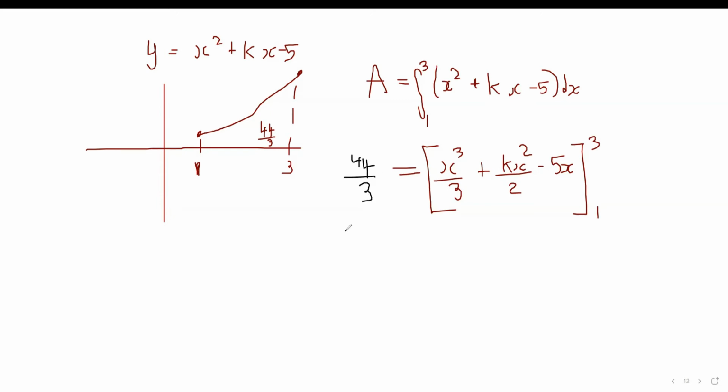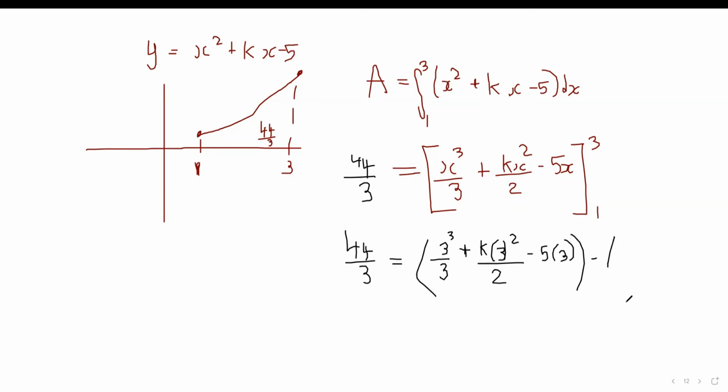So now all we have to do is plug in. We plug in 3, and we get 3 cubed over 3, plus k times 3 squared over 2, and then minus 5 times 3. Close that bracket, subtract. Plugging in 1 is easy, because you just get 1 over 3, plus k over 2, and then minus 5.